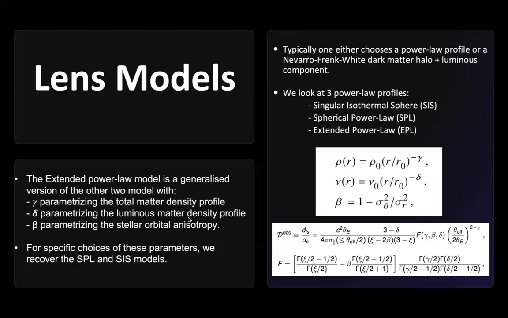Power law models are very commonly used in gravitational lensing. Alternatively, people use Navarro-Frenk-White plus a luminous component, but this is what I'll be looking at.